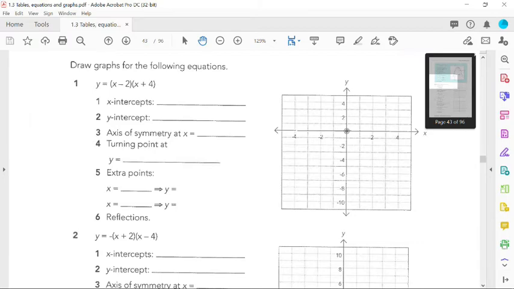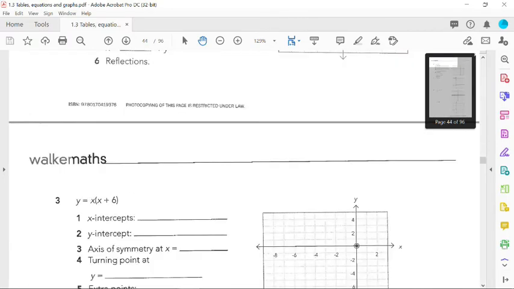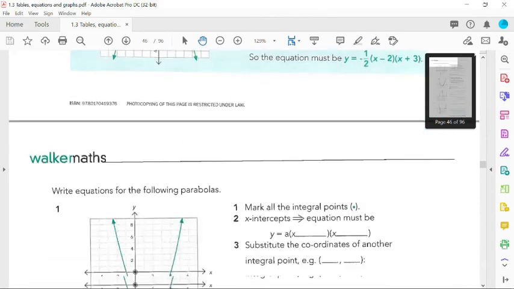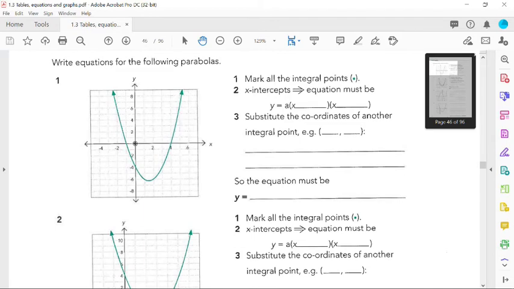Draw graphs for the following equations. We already did these graphs. Never mind. I'm on the wrong page because we were reviewing. So don't look at that. Writing the equations. So let's try page 40. There we go. Page 46. Here we go. First, mark all the integral points.